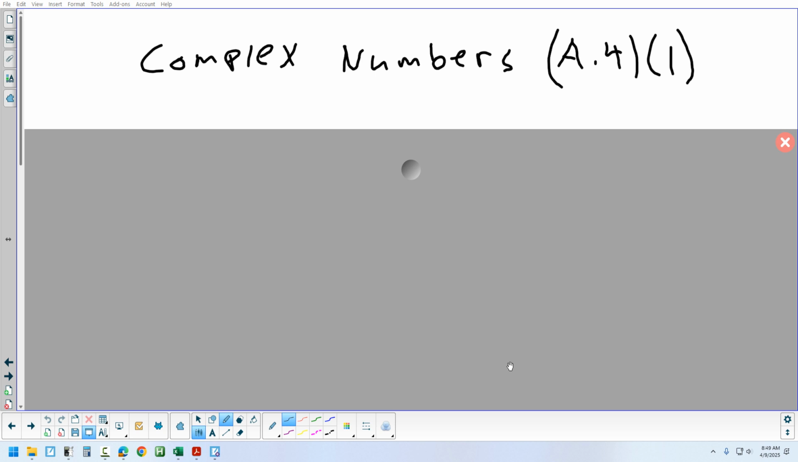Right, so today we're going to look at section A4. In your book, A is the appendix, so this is a section from the back of the book. The back of the book has a review of different topics, okay? And that's kind of what this is. It's a review of how you do complex arithmetic.